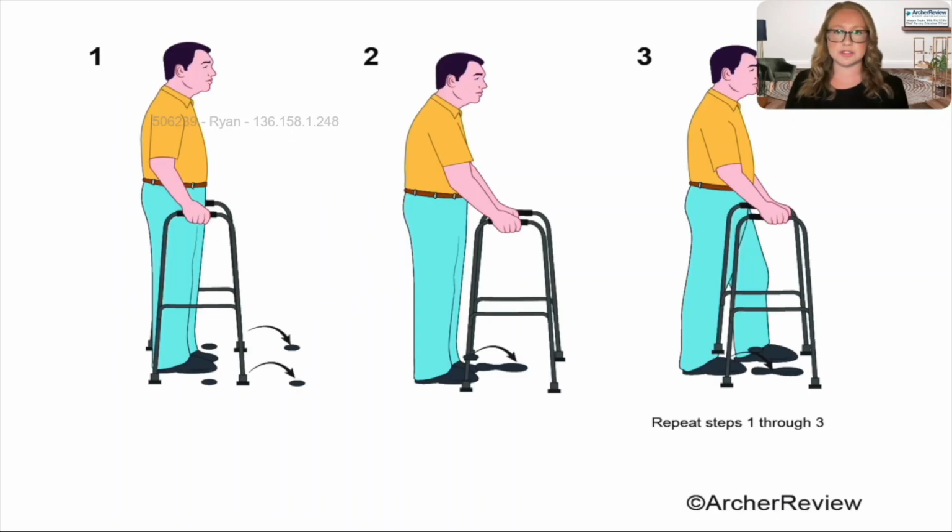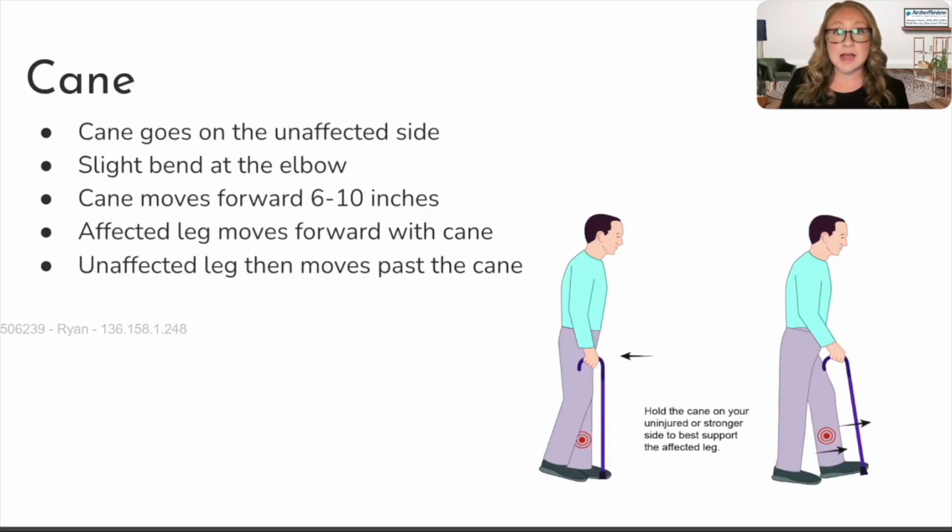Here's our client. They're standing up nice and tall in the center of their walker. It slides forward, all 4 feet on the ground. Now, this client, it looks like their left side is their bad side, their affected side. So their affected side goes forward, and then their unaffected side goes up to meet it. Rinse and repeat. Walker, bad leg, good leg. Over and over. Next, let's talk about how to properly use a cane.